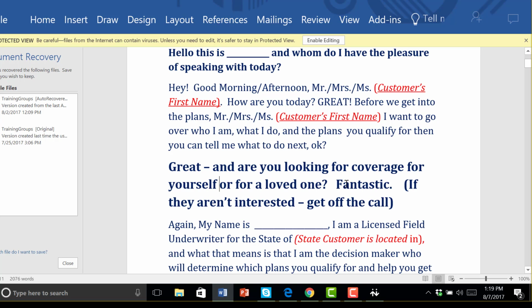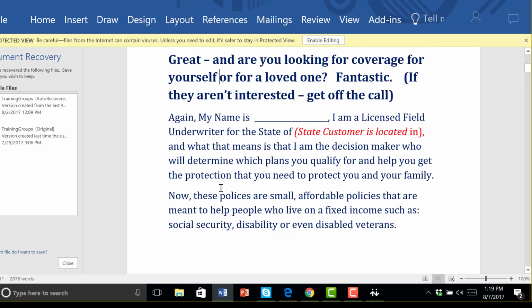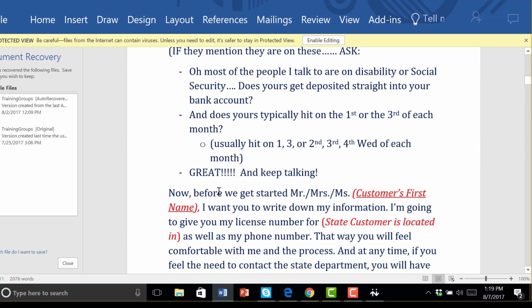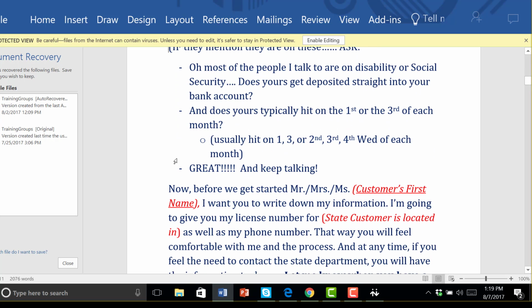Okay, if they say they're looking for coverage for myself, right there they just told you they're looking for coverage. So get right into the script and go with it. Now you've got to remember the average talk time of 10 or 13 minutes. That's including our sales. So you've got to figure they're probably only spending 3 to 5 minutes on this whole script before they realize they're getting a no. It's happening really quick.